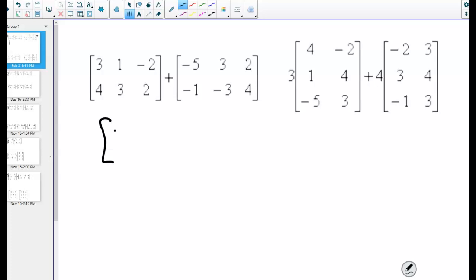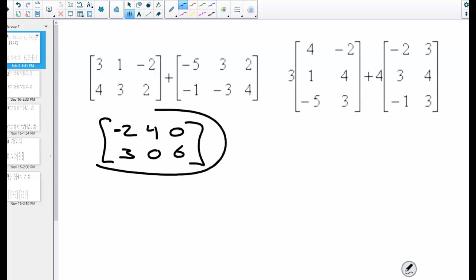So 3 and negative 5 is negative 2. 1 and 3 is 4. Negative 2 and 2 is 0. 4 and negative 1 is 3. 3 and negative 3 is 0. 2 and 4 is 6. And there's our answer.